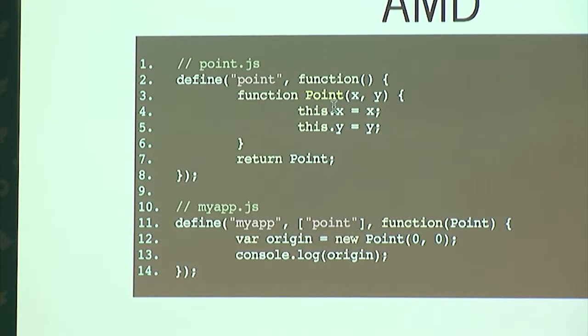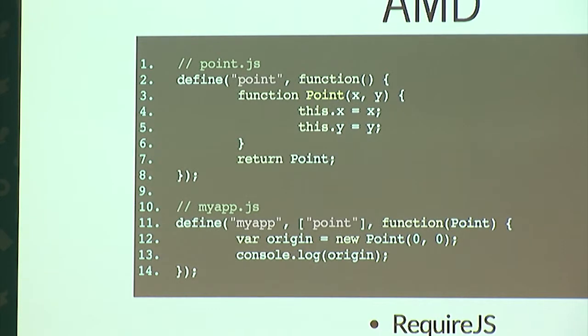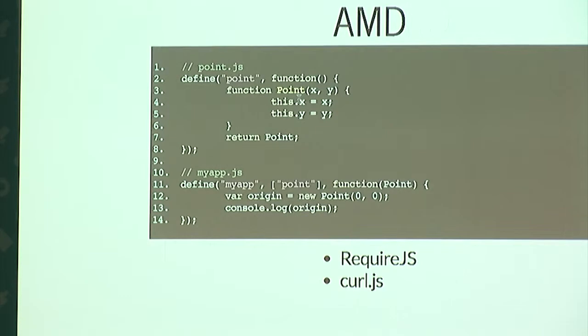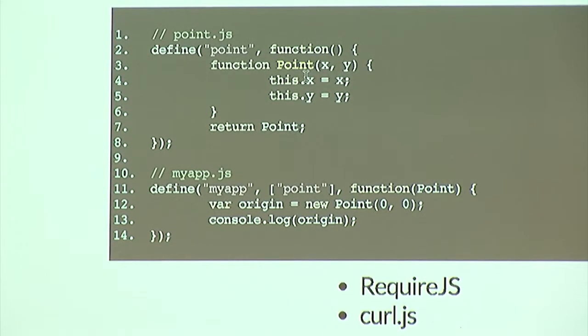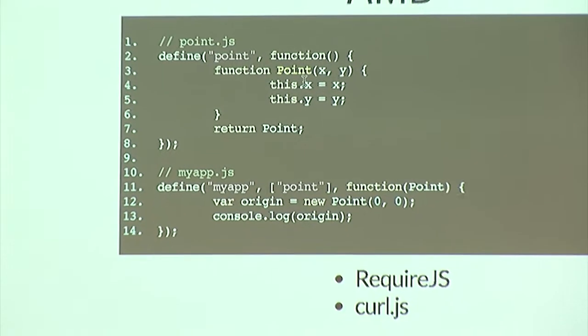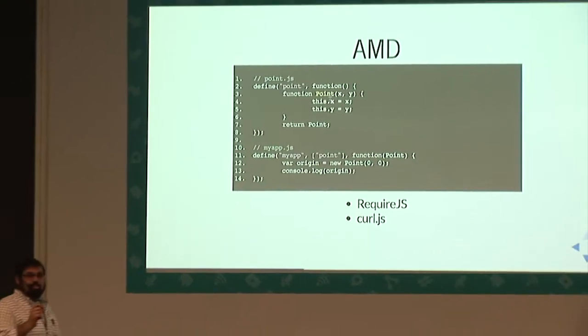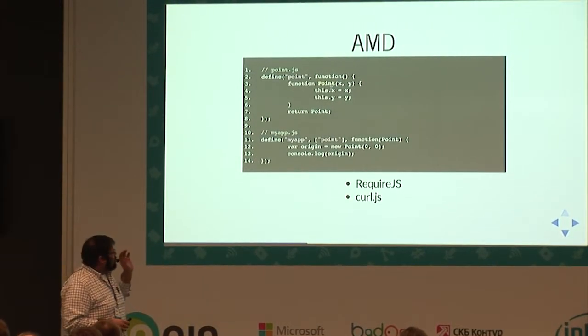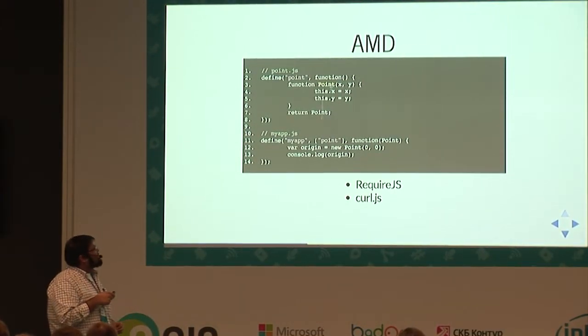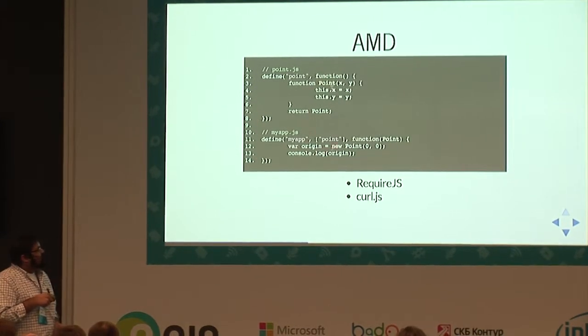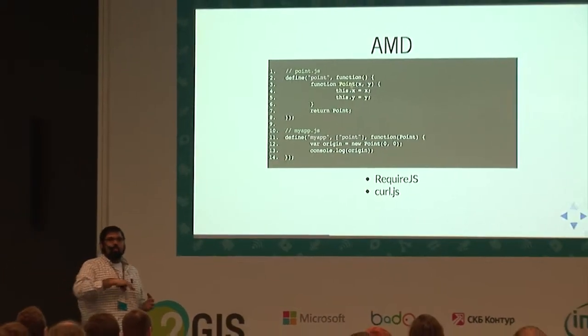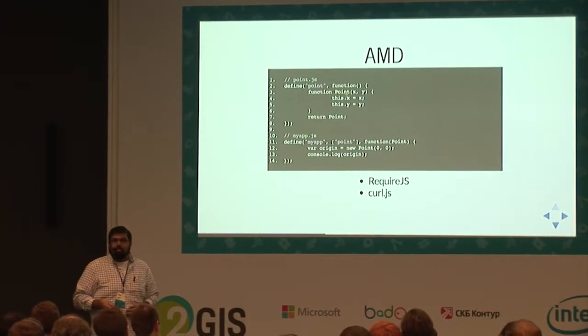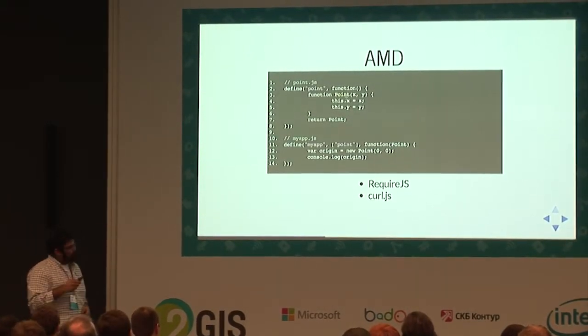So this is how AMD looks. And AMD is a syntax that is implemented by two different popular libraries. One is Require.js, which is probably the most popular AMD loader by far. Additionally, there's curl.js, and there are many other smaller AMD loaders out there that you might come across. The goal of all of these is to build applications using this kind of syntax, such that you can define your dependencies as strings, and your module system will go and make sure that everything is in the right order for you. You can use these two tools to accomplish that.